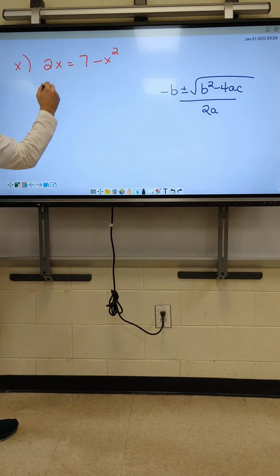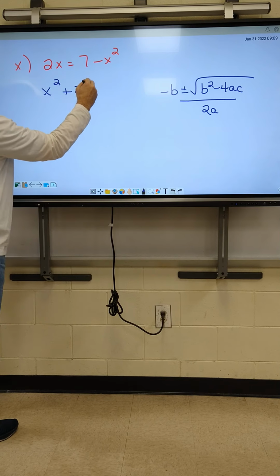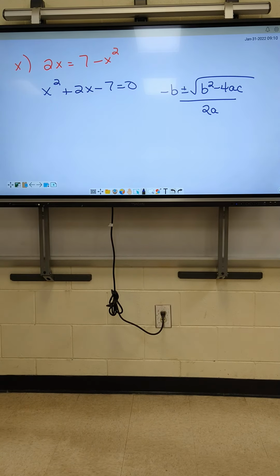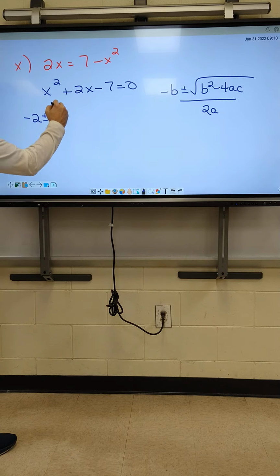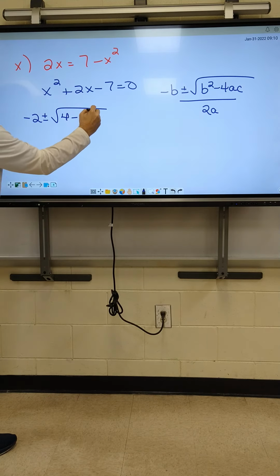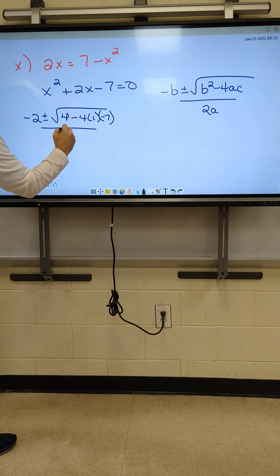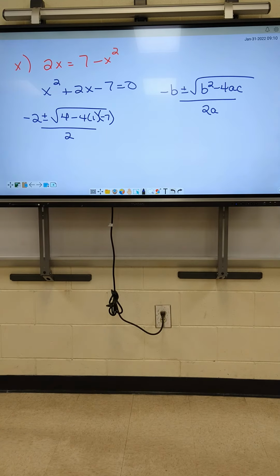So if I move over -x squared, that's going to be +x squared plus 2x minus 7. All right, plug that in, see what we get. So we have -2 plus or minus the square root of 4 minus 4 times 1 times -7, over 2. All right, plug it in for me.